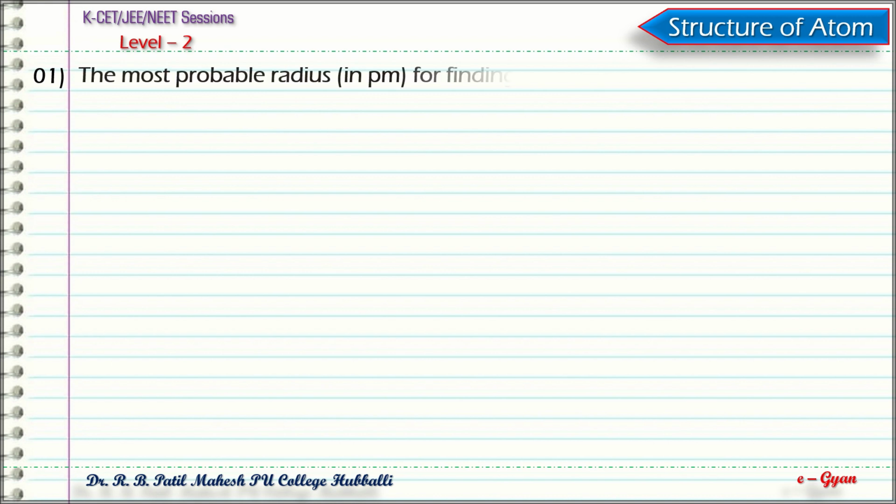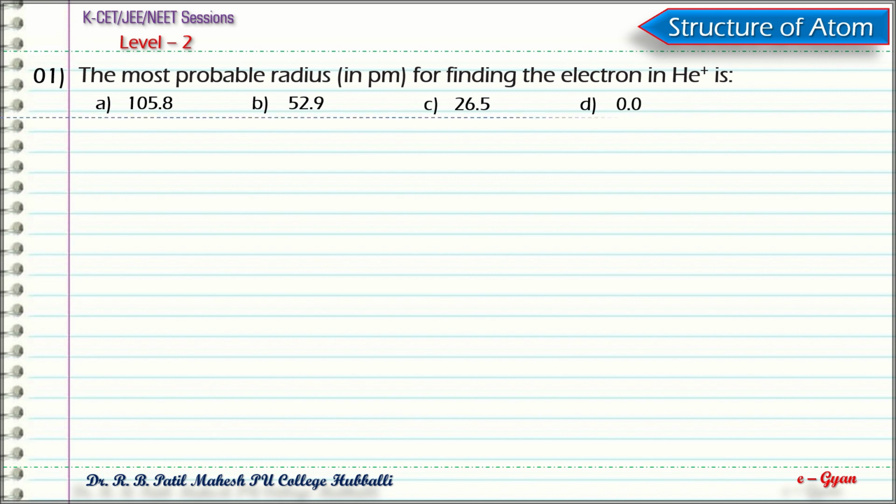Let us begin today's session with the first question. The most probable radius in picometers for finding the electron in helium ion is. There are four options: 105.8 picometers, 52.9 picometers, 26.5 picometers, 0 picometers.